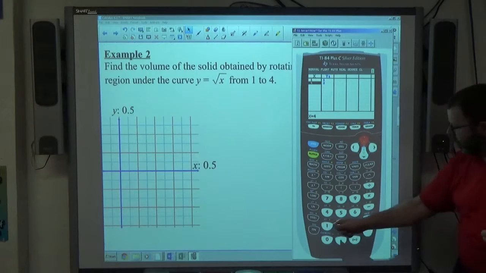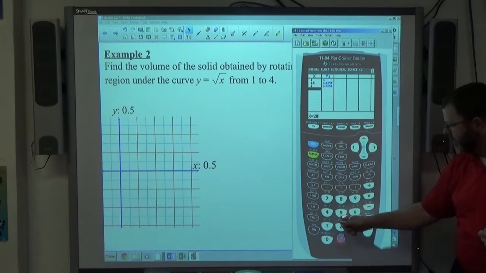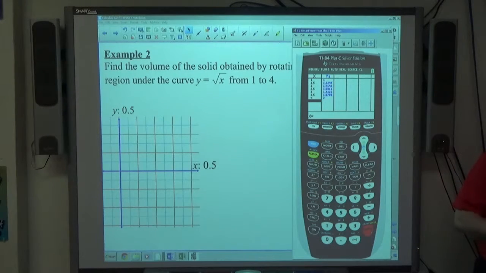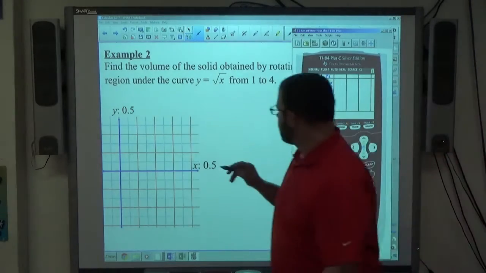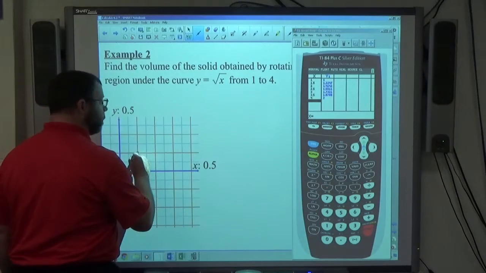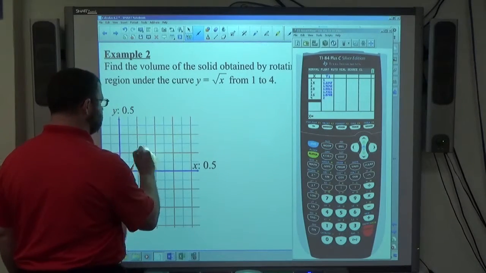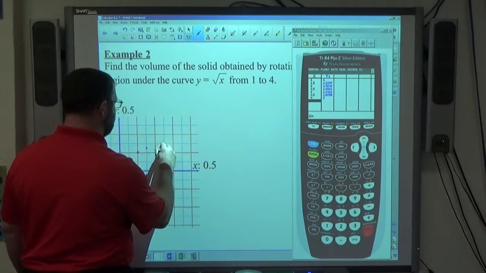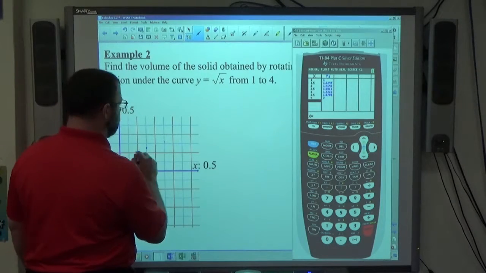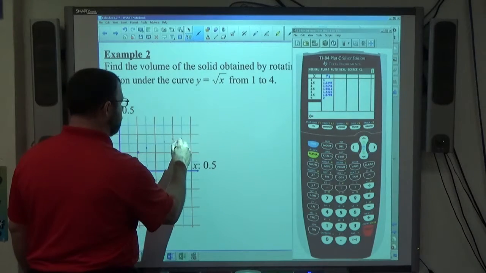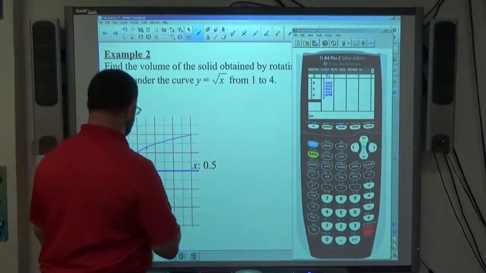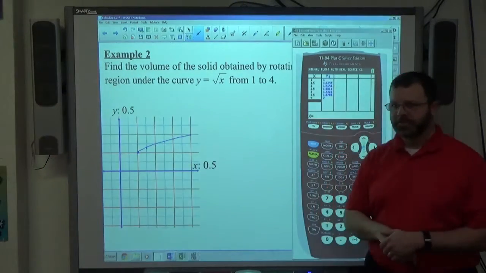So if I go 1, 1.5, 2, 2.5, 3, 3.5, and 4. Whatever interval you do pick for x, make sure you get a point for everything you pick. So everything there is there. So I got 1, 1, 1.5, 1.22, 2, 1.41, 2.5, 1.58, 3, 1.73, 3.5, 1.87, and 4, 2. I missed a little bit on that one dot, but that's okay.